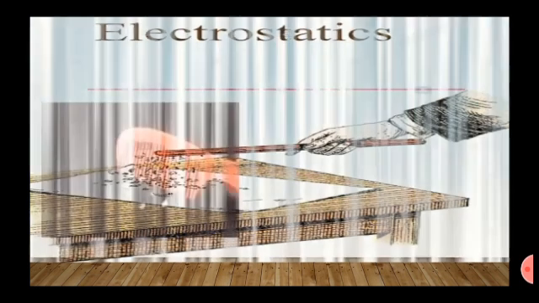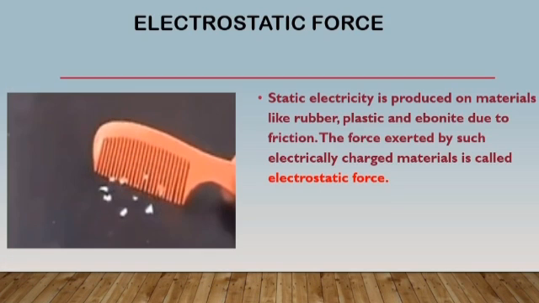Electrostatic force. Static electricity is produced on a material like rubber, plastic, ebonite due to friction. The force exerted by such an electrically charged material is called electrostatic force. When an inflated balloon is rubbed with a piece of silk cloth, it becomes electrically charged. This attraction of the charged balloon towards an uncharged object is known as electrostatic force.